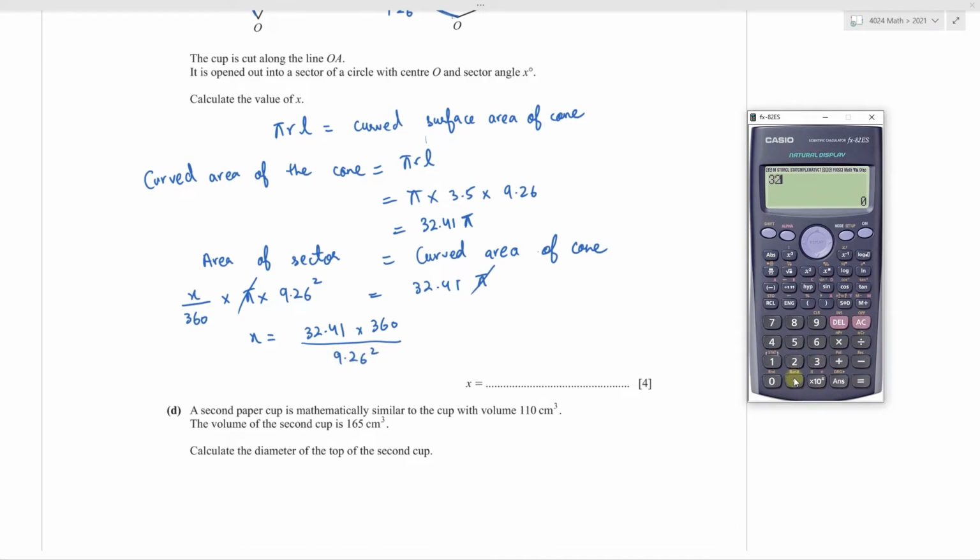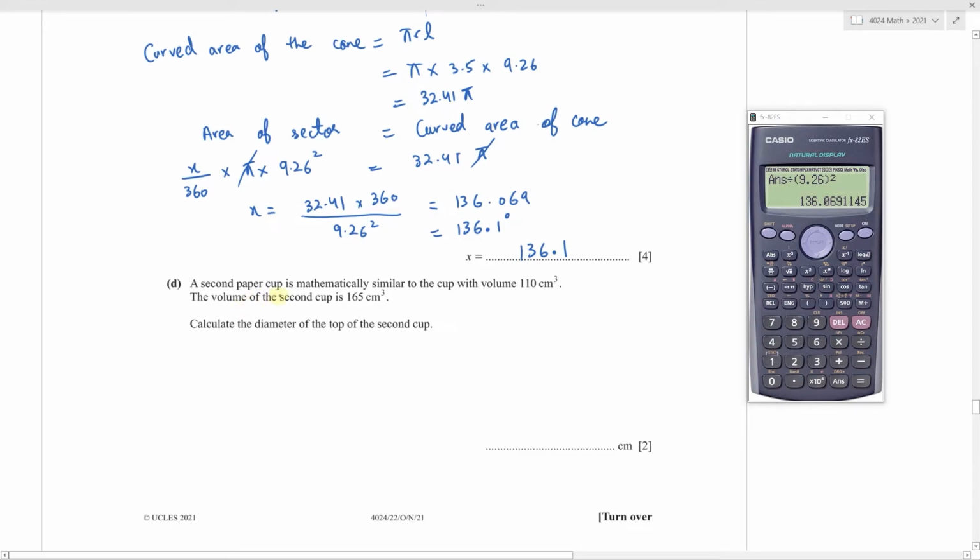So let's calculate this. Multiplied by 360, divided by 9.26 square. So this is 136.069. So angles, we can write up till one decimal place, 136.1 degrees. So your angle x is 136.1.